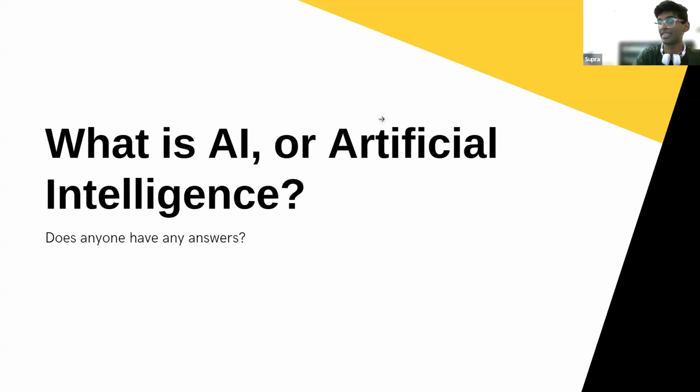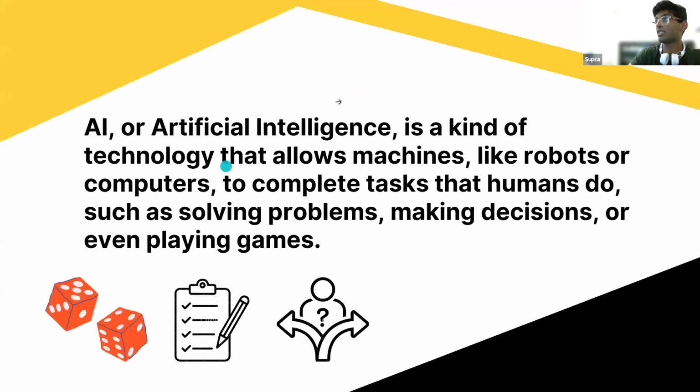Wow, really in-depth and specific answer. Nice. So in the end, all of your answers are correct in their own ways, but for this class we'll use this very broad definition. AI or artificial intelligence is like a smart computer that can think and learn. It's a technology that helps machines like robots or computers do things that humans do, such as solving problems, making decisions, or even playing games.